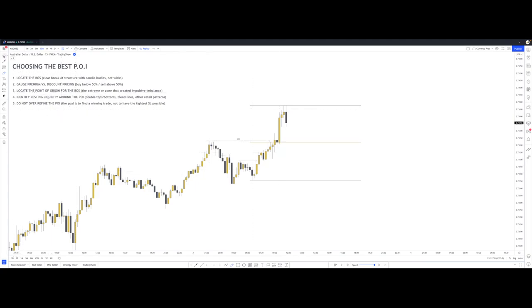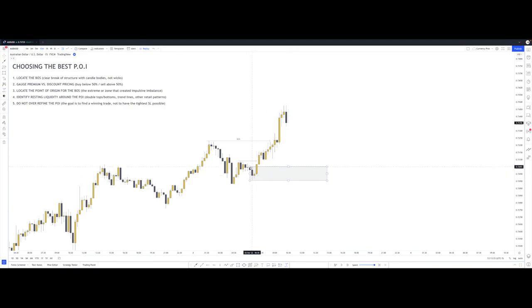Now, let me delete the premium versus discount pricing, the Fibonacci. There's two ways to look at this point of interest, right? If you want to be safer and more general about it, you can target the bearish candle, right? You can target that whole thing right there. That to me is a little too large. If we measure how much our stop loss would have to be, it would be around 10 pips. It's acceptable, but doesn't really fit within my parameters.